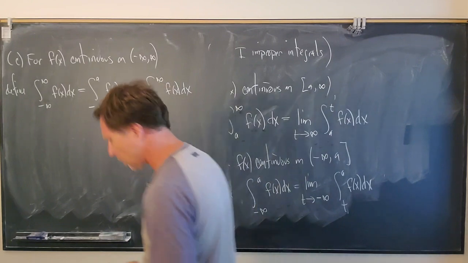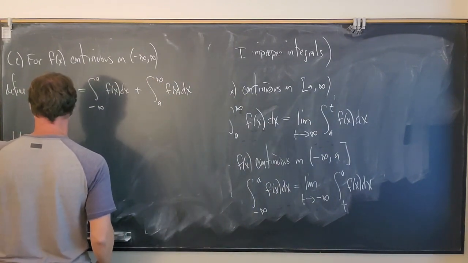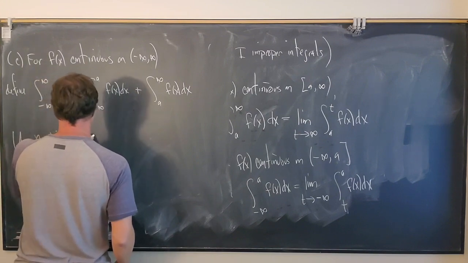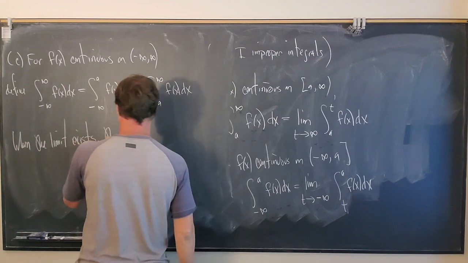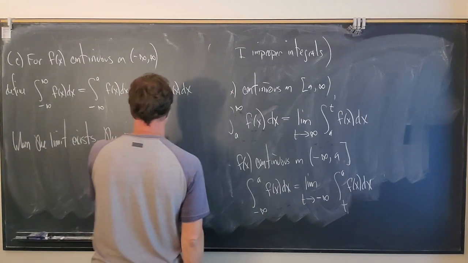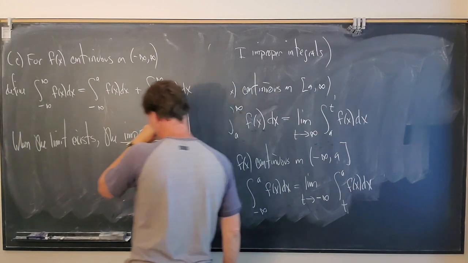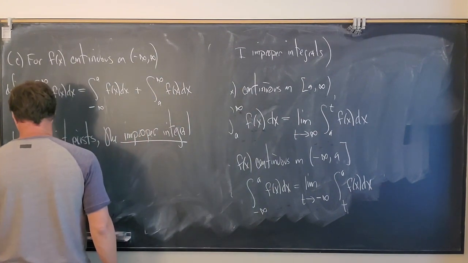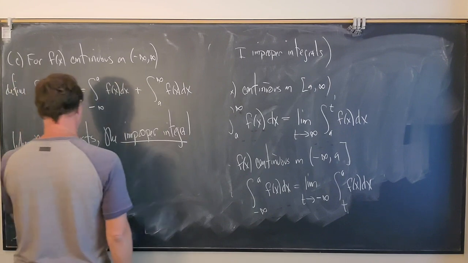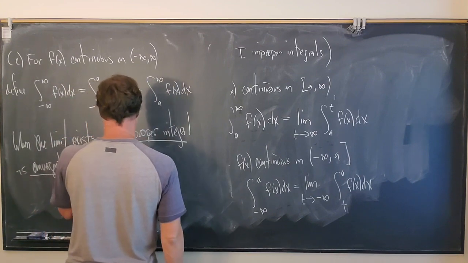So when the limit exists, the improper integral is convergent. Otherwise, divergent.